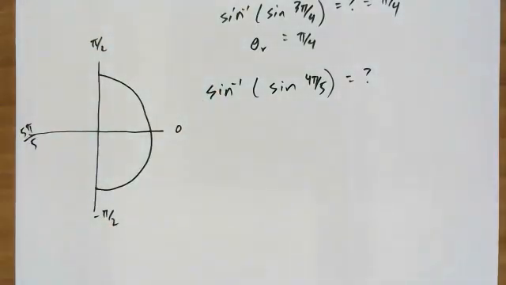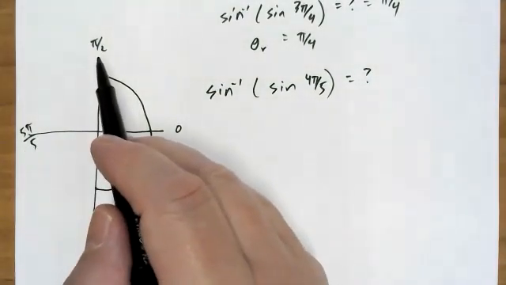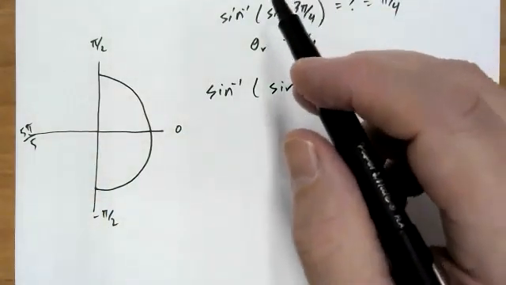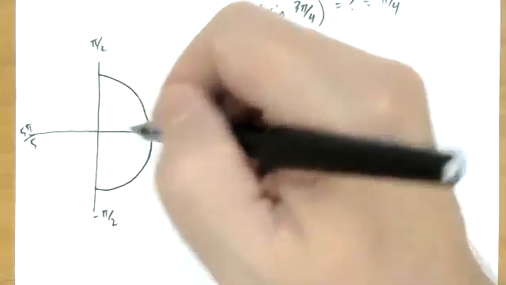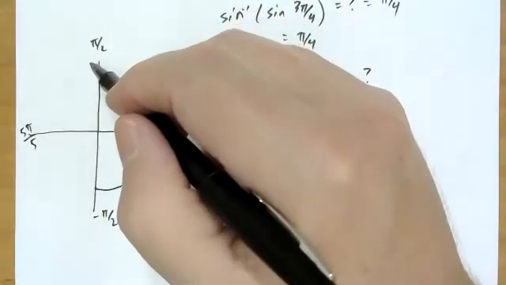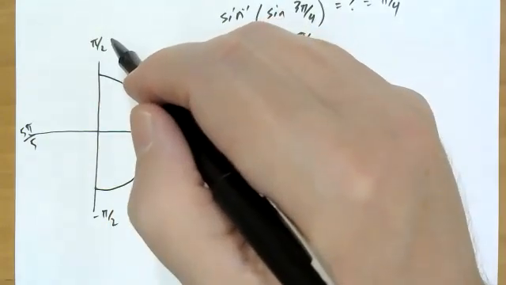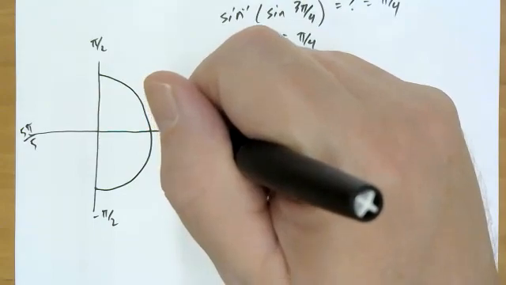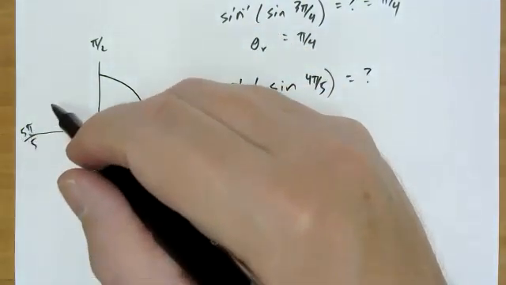And hopefully you can see that pi is the same as 5 pi over 5. And then what would pi over 2 be the same as? Well, here's the way I think about it. pi over 2 is halfway between 0 and pi, or you could say halfway between 0 and 5 pi over 5.